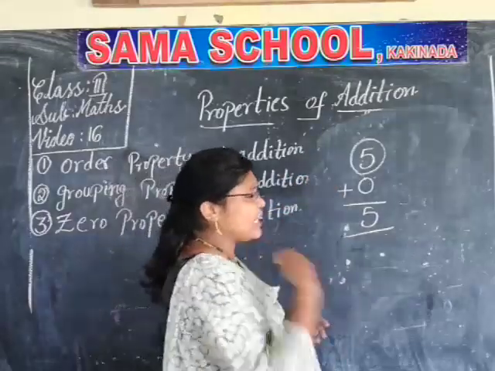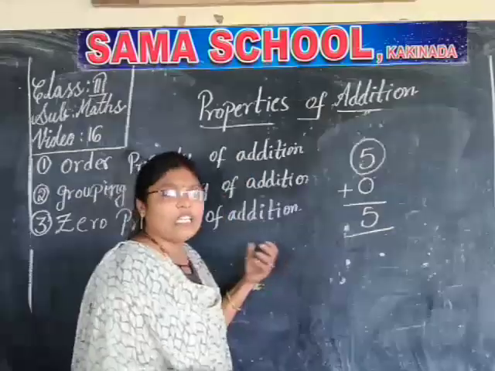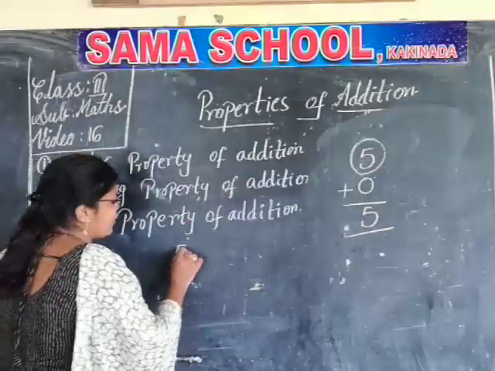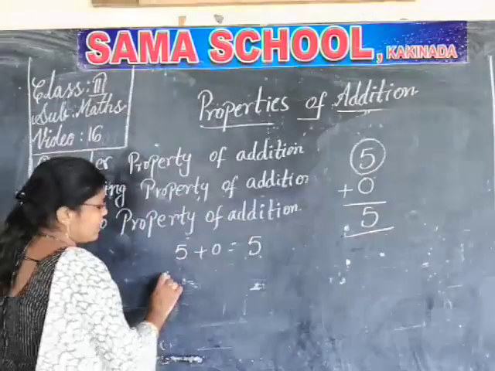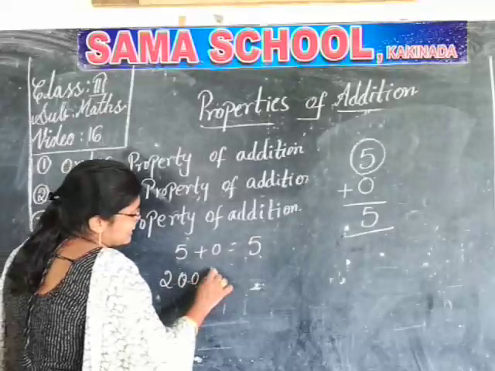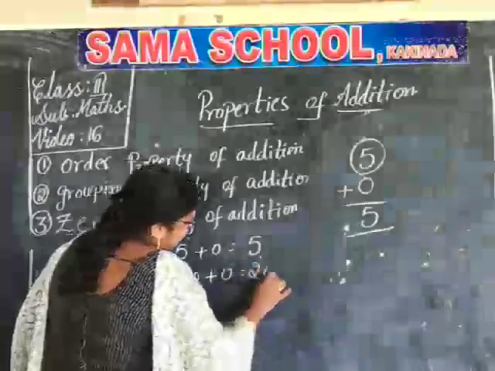Like this you can say with any example, that is 5 plus 0 is 5, or 200 plus 0, 200.